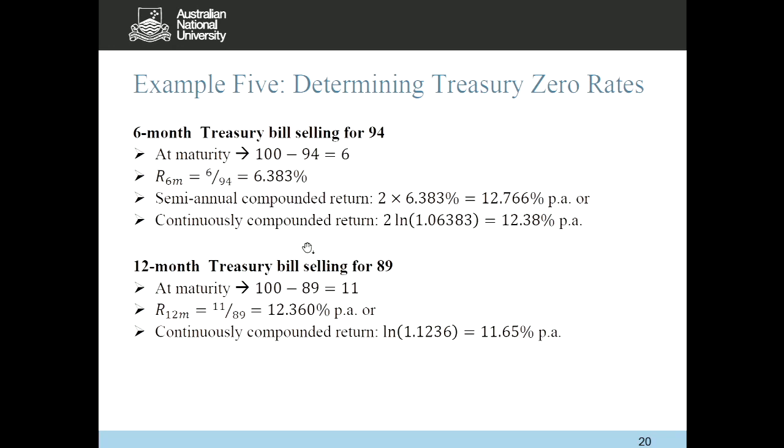And the same story goes to the 12 months treasury bill. So the initial value is 89. The ending value is 100 million. So 11 divided by 89. So you'll get that much over the 12 months period. And then you convert that into the continuously compounded rate. All right? So these 2 rates represent the 6 months zero rate and the 12 months zero rate. Because they don't pay coupon in between, they are clean. They are clean zero rates.